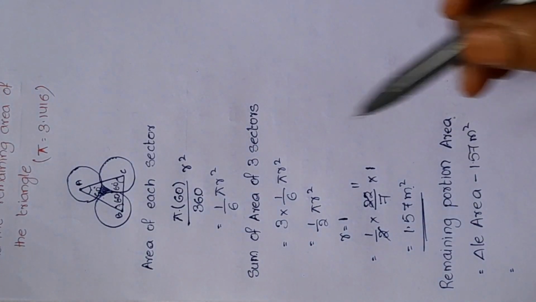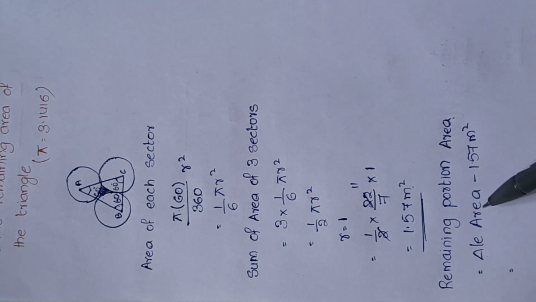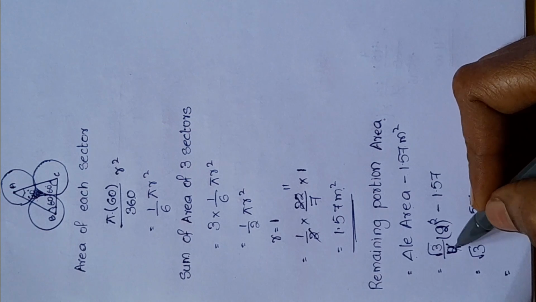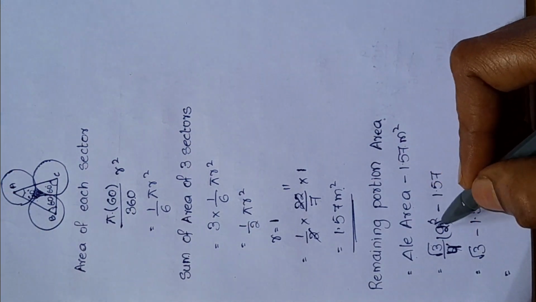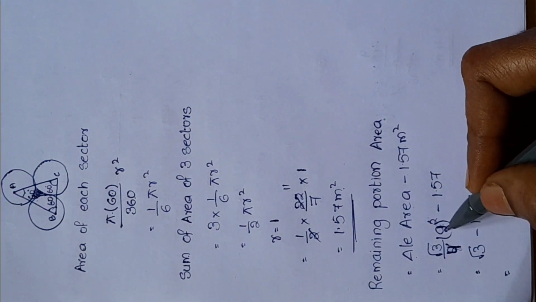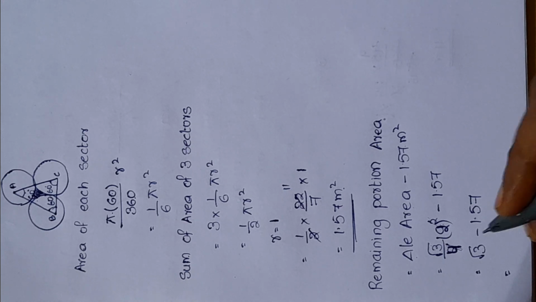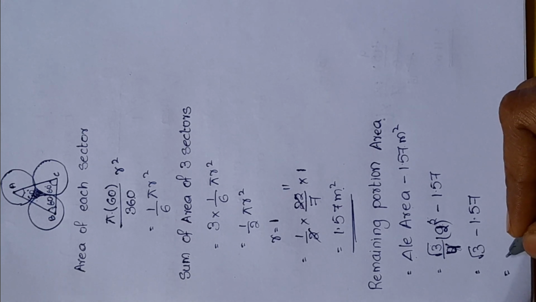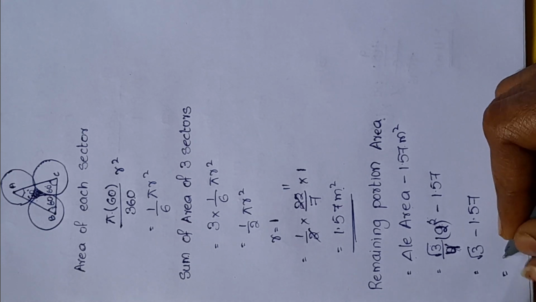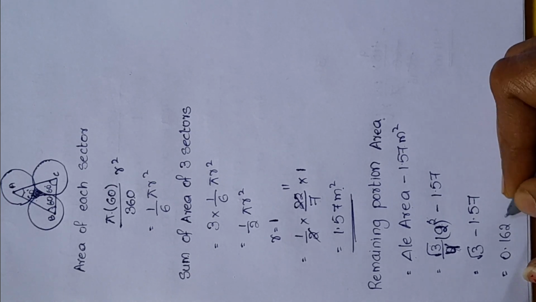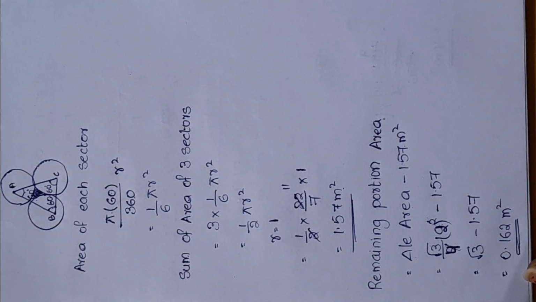Now the remaining portion area, that is the shaded region, is triangle area minus 1.57 meter square. Area of an equilateral triangle is root 3 by 4 a square. Here a is 2, that is the side of the equilateral triangle. Here 4 and 2 square get cancelled. Root 3 minus 1.57. The value is 1.732 minus 1.57. We get the value as 0.162 meter square, which is the area of the remaining portion.